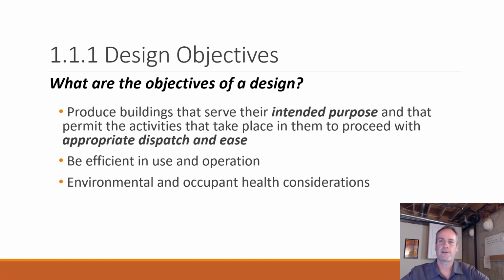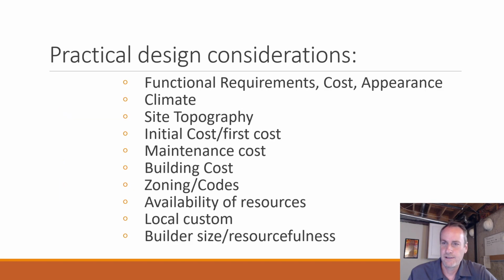So let's start with talking about the overall objectives of the design. Why do we even, what do we want to accomplish here? And really, it depends on what its purpose is. So we need to design it to do what it's supposed to do. I think that should go without saying, but it's written down. So we also want to be very efficient, and we want to take into account the occupants and their health, and also any environmental impacts that producing the building might have.